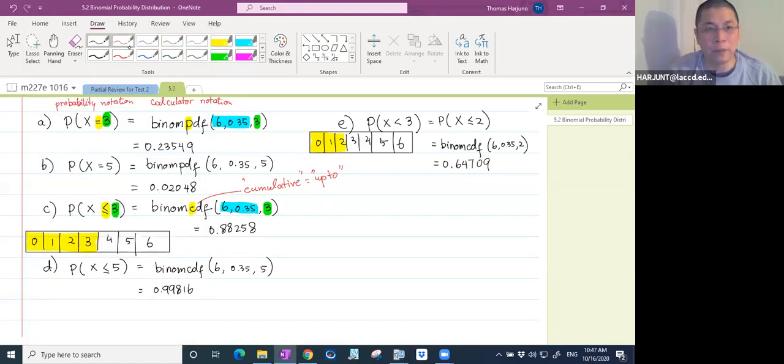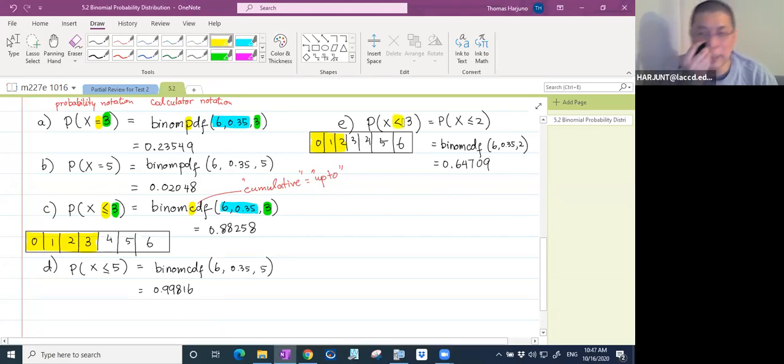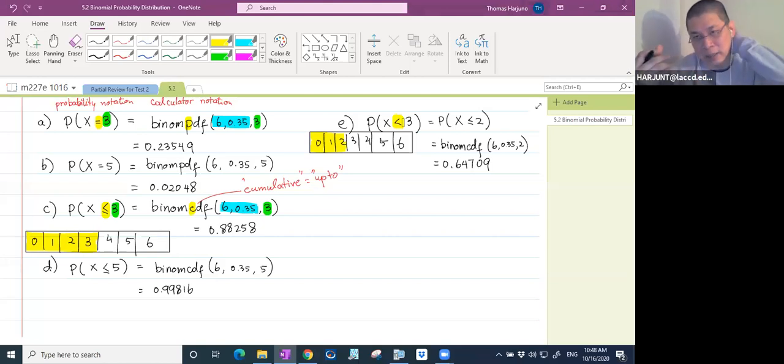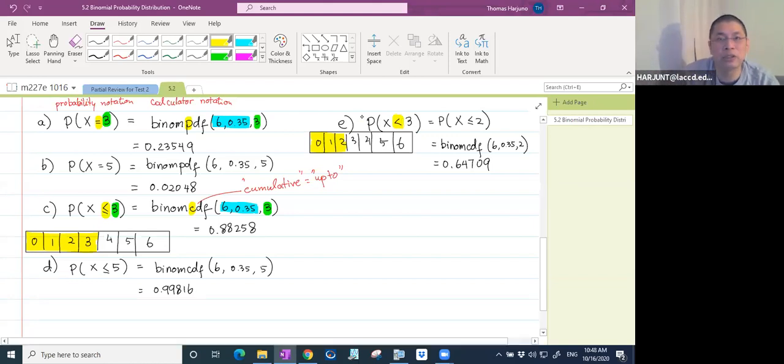So if you have less than, the phrase less than means, well, less than. It's not up to, okay? Less than means anything less than 3, only up to 2, not including 3. So if you have that situation, rewrite that probability notation before you write the calculator notation and answer it.